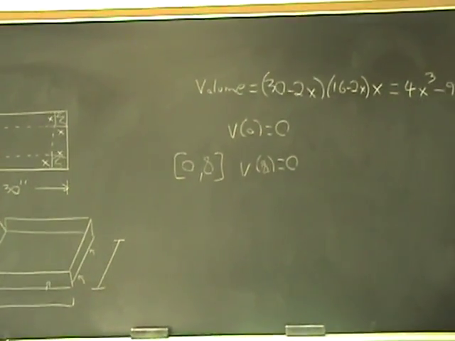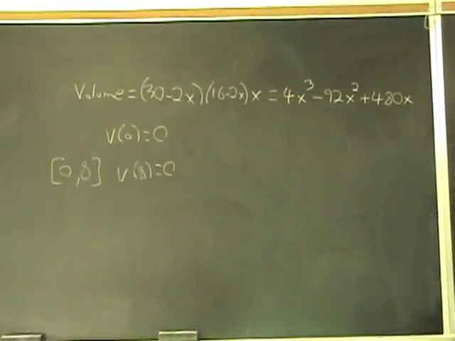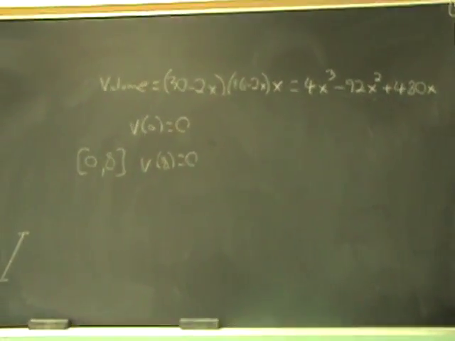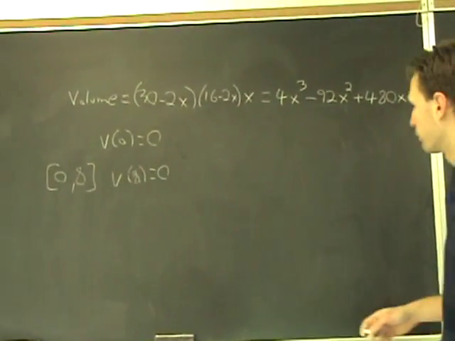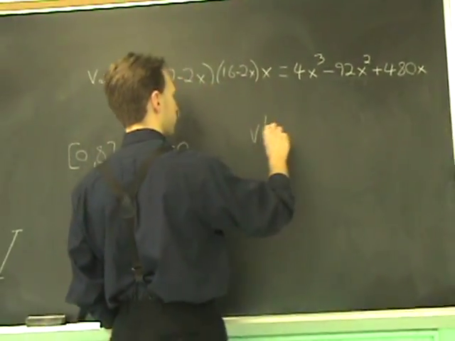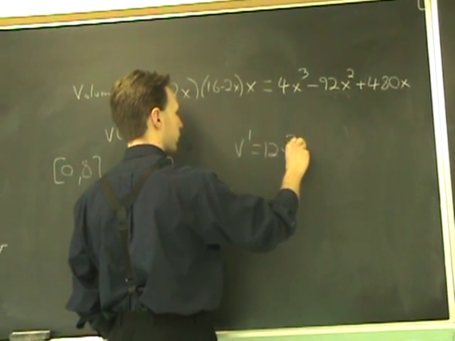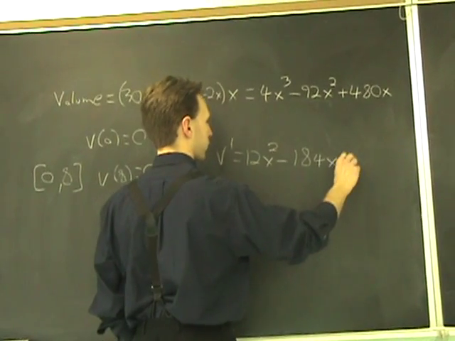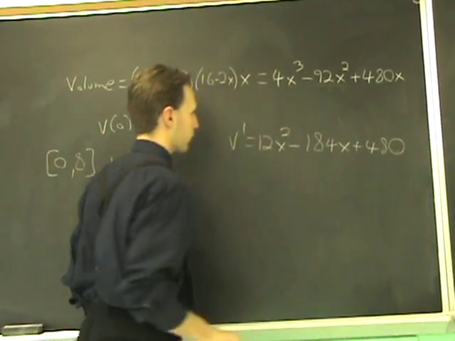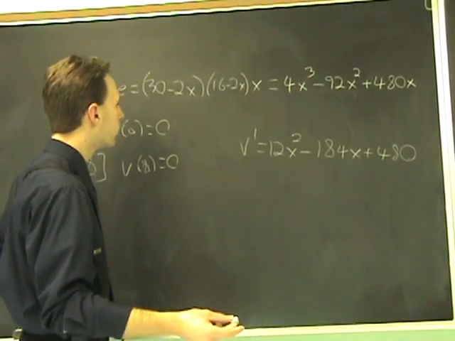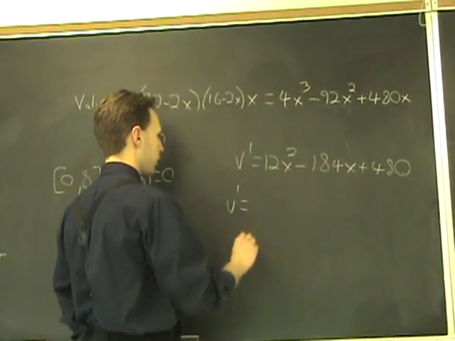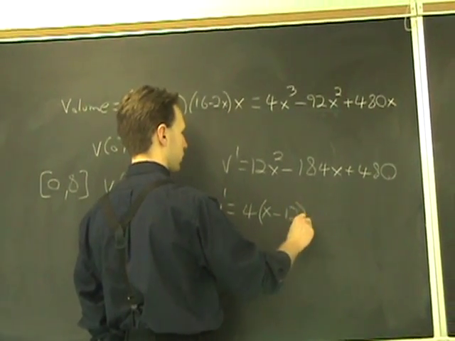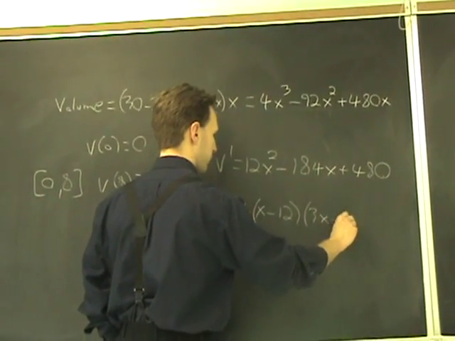Multiply that out. This is what you're going to get. All right, so this is our volume function. We want to maximize it on [0, 8]. So we hunt for critical numbers. Got to take the derivative. So you get V prime equals 12x squared minus 184x plus 480. And we want to find where this thing is 0. We have to know it factors. And it factors into 4 times (x minus 12) times (3x minus 10).